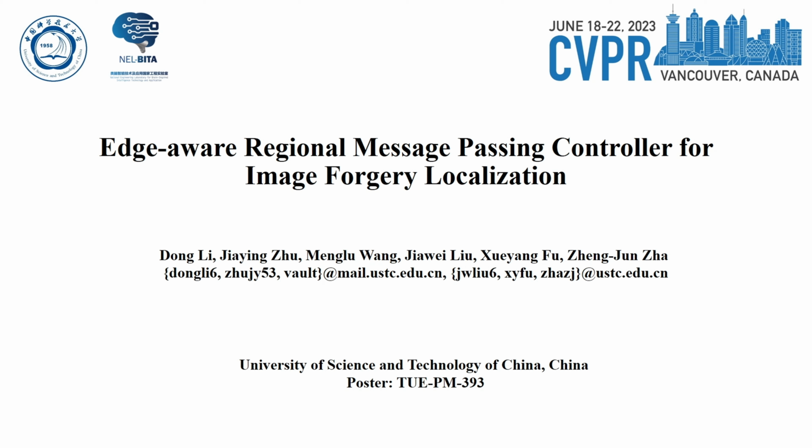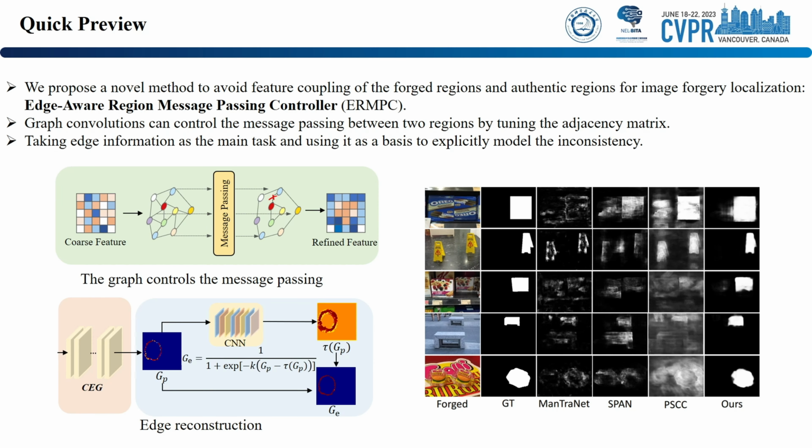Let me introduce our CVPR 2023 paper, Edge-Aware Regional Message Passing Controller for Image Forgery Localization. Let's begin. First, we'll give you a short 1-minute preview.